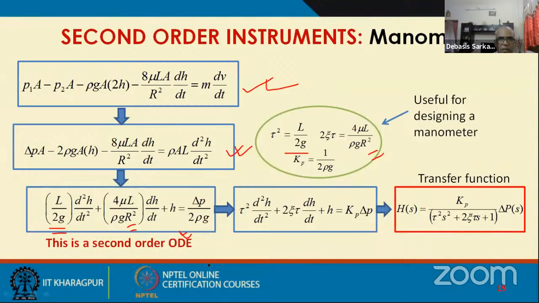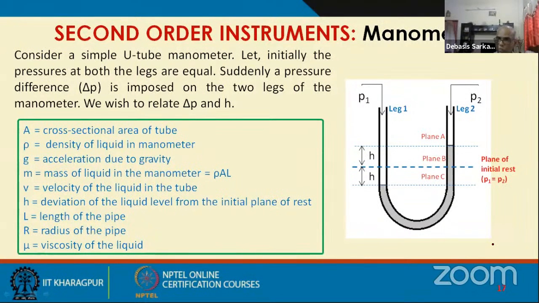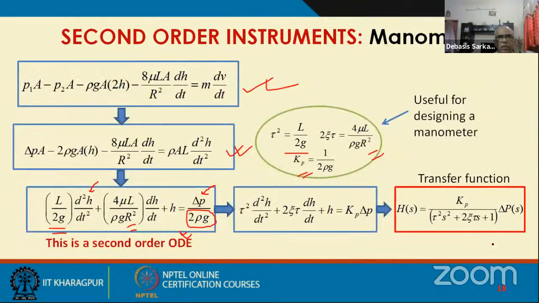and K corresponds to 1 by 2 rho G. Note that this is the input. H is the output. H is the liquid level difference. That is the output of the manometer. So now you have all these terms: tau, zeta, and K.